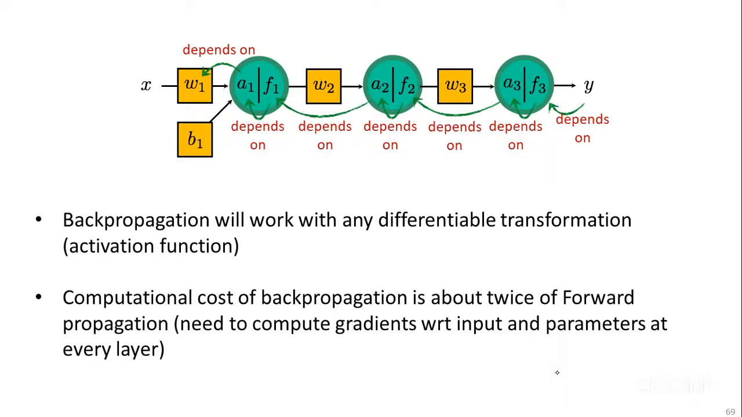But remember here, if you talk about the cost of the forward pass and the cost of the backward pass, there is a huge difference. You see, the computational cost of back propagation is twice that of the forward pass. Why is this so? Because at every step you need to compute the gradient with respect to the input and the parameters, right? That is what we are doing now.